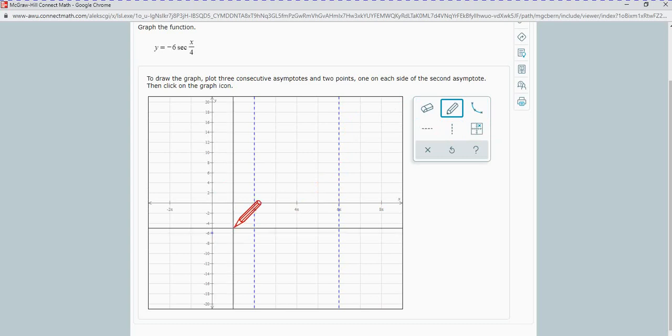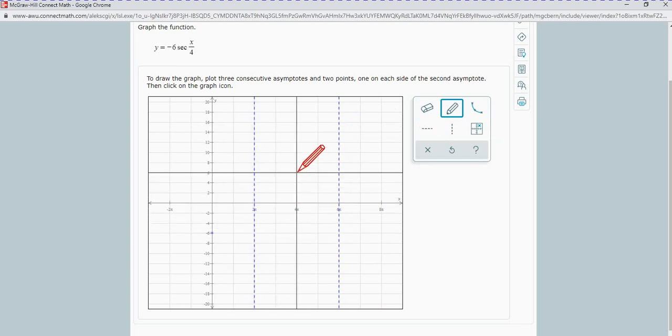We have a point at 4 pi, +6. And then we also had a point at 8 pi, -6. So there's our points so far. Okay, now again, we have 2 asymptotes and we need 3. And so what we need to figure out then is where our additional asymptotes would go. If we wanted to keep graphing, where would they go?